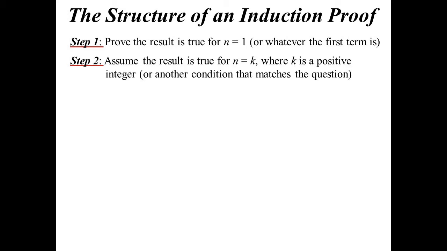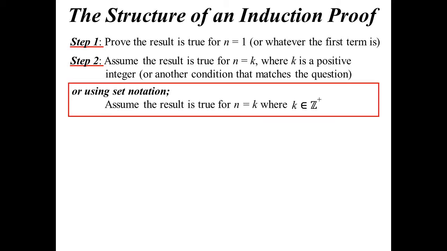Once you've proven that, you're going to make an assumption, and essentially you just assume what it is that you're trying to prove. So we're going to assume that it is correct. When you're writing it out, you can write it in words like I just did there. Assume the result's true for n equals k, where k is some positive integer, or whatever condition it is that they've put on the problem. In set notation, you could write it that way. Assume it's true for n equals k, where k is an element of the positive integers, so it belongs in that set of numbers. Then we go and do our proof.